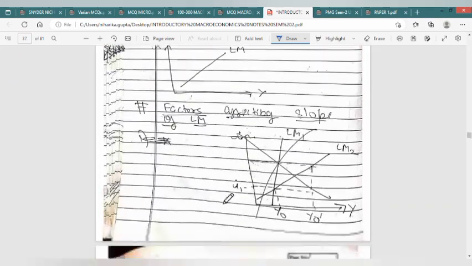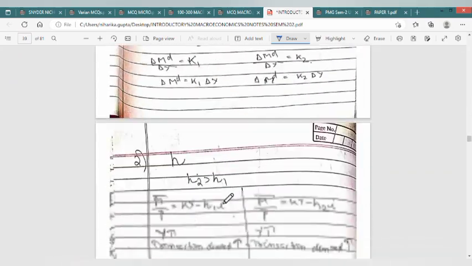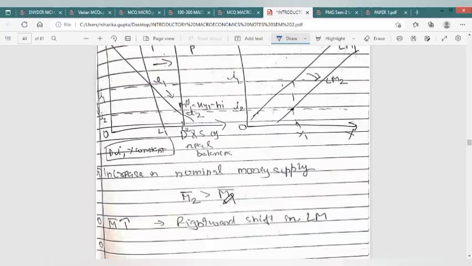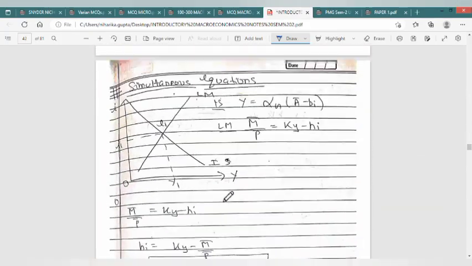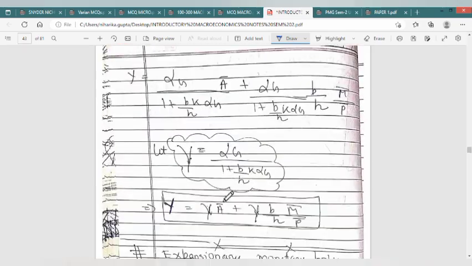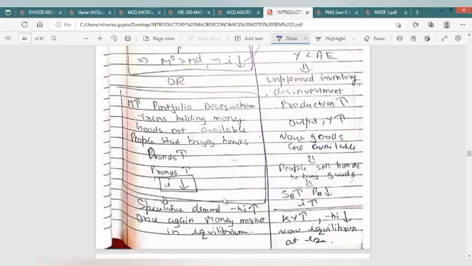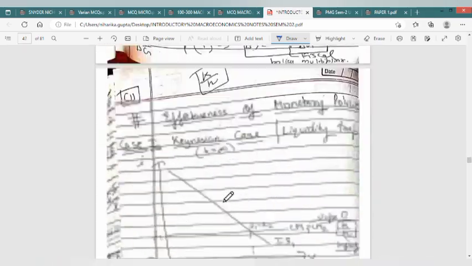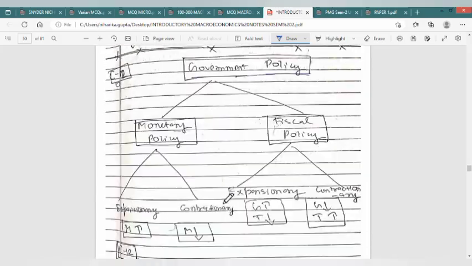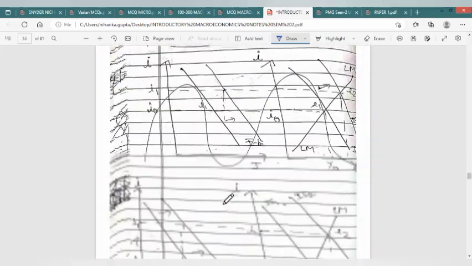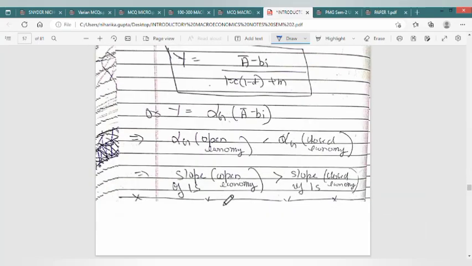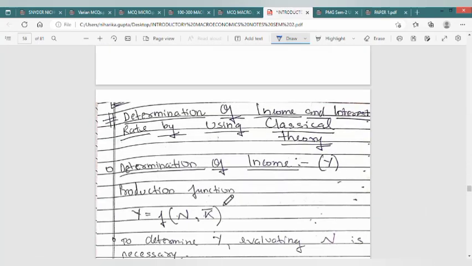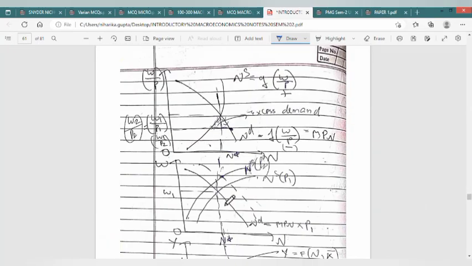Now for the equational form, we have the LM curve as real money supply equals demand for money, KY minus HI. Now some basic things like the slope of the LM curve and the shift in the LM curve, or factors affecting the slope of the LM curve, are given in my notes. You can have a quick read at them. And now we will be moving to the numericals straight away.